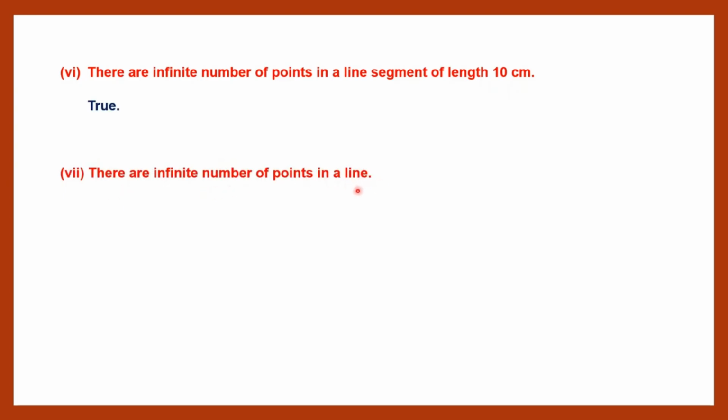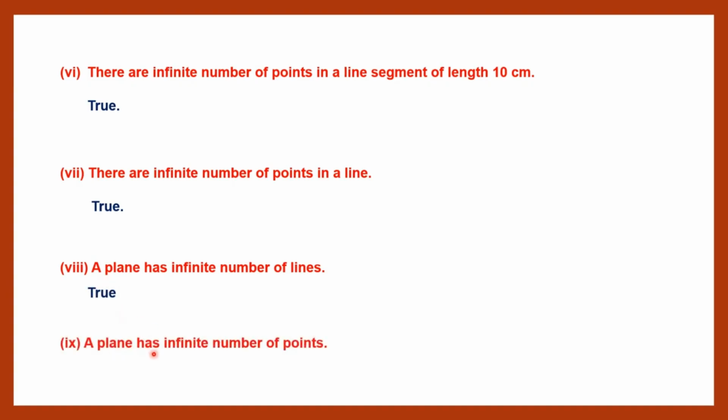Now suppose you take a line, it goes on endlessly, isn't it? So definitely there are infinite number of points. Statement is true. A plane has infinite number of lines. Now suppose you take this slide as a plane. There are many lines here. You can draw many lines. So we say there are infinite number of lines in a plane. Statement is true. A plane has infinite number of points also. Here we said a plane has infinite number of lines, and we know lines have infinite number of points. So therefore, a plane has infinite number of points. Statement is true.